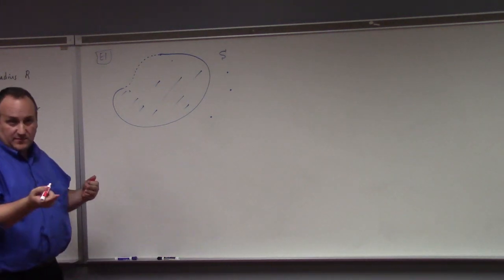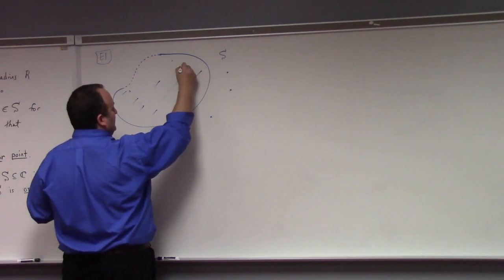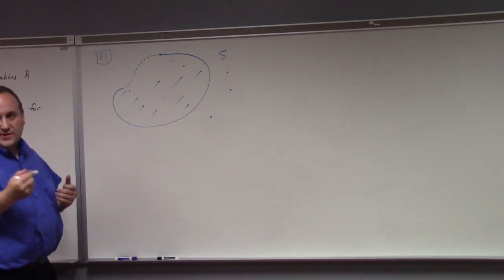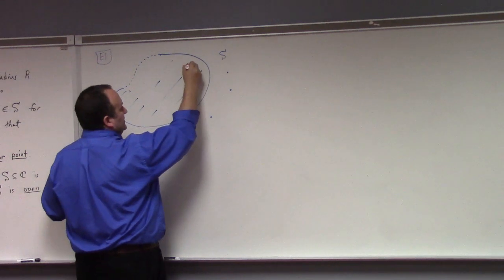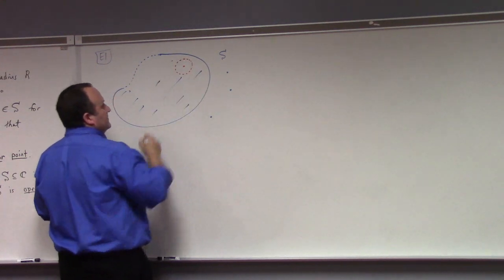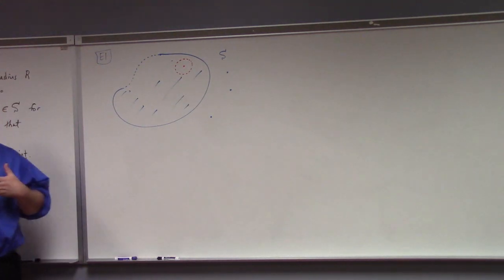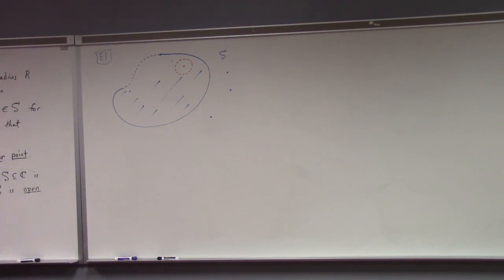Right, so for example, let me just give you an example. This point would be interior. Why? Because I can draw a little disk like this, and it's completely a subset of S, right? That makes it an interior point.